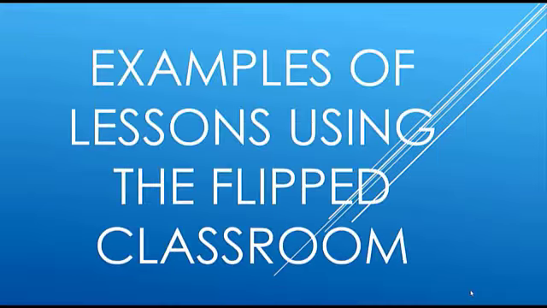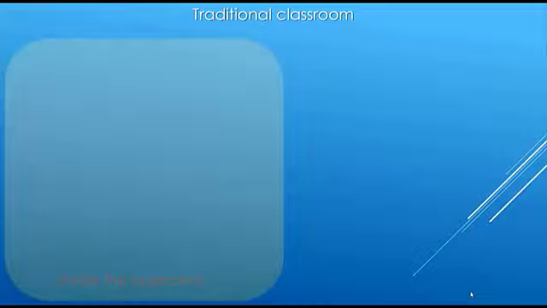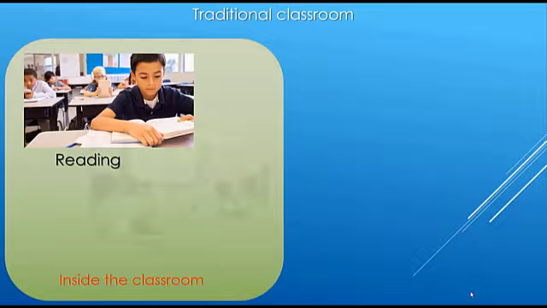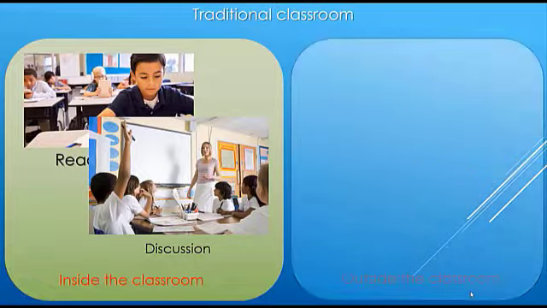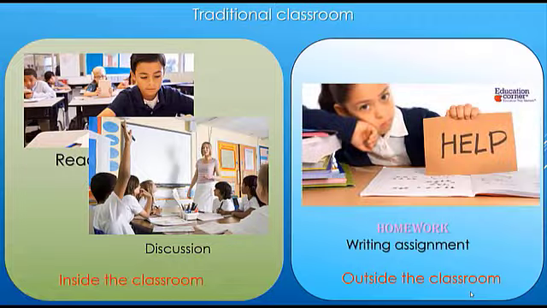Let us now look at examples of lessons using the flipped classroom. The lesson we will see is reading, with the post-reading dedicated to writing a small paragraph. In a traditional classroom, the pre and while stages are the main focus. So usually, the post-reading stage is given as a homework.